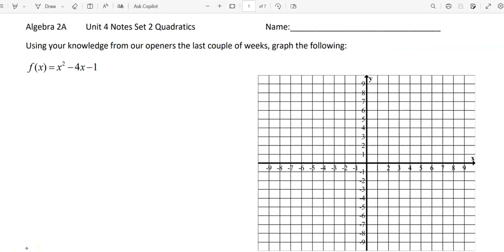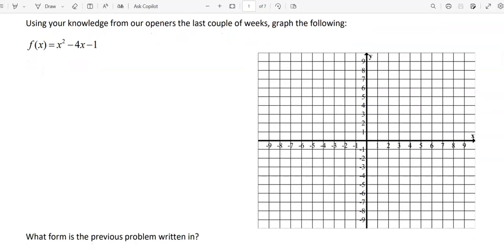Set 2. Using our knowledge from our openers the last couple of weeks, how can we graph this? Give me some ideas. Oh, we could try to factor it, right? Let's factor it. Factoring will get me where? To factored form, and factored form will reveal my x-intercepts. Okay, so how do I start factoring this? X and x, okay. Then what?